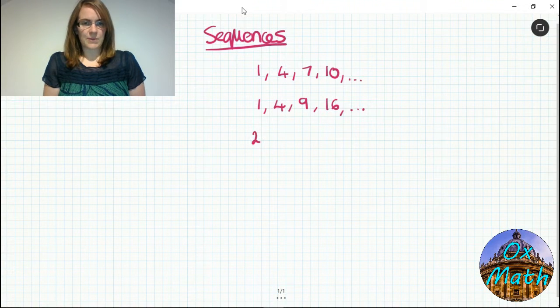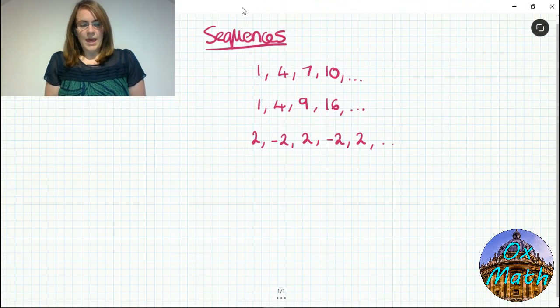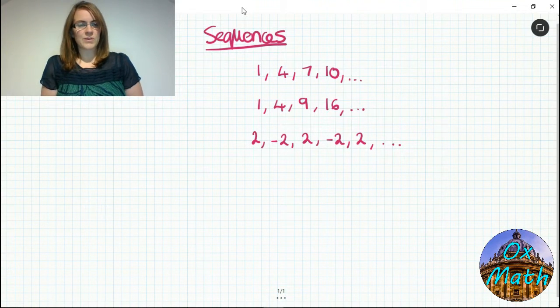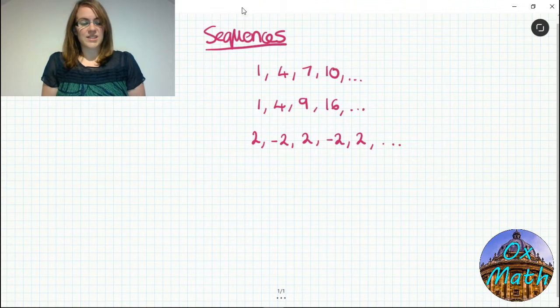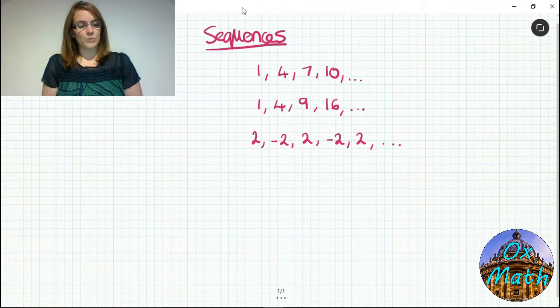We could even have a sequence that looks something like this, where you are just multiplying by -1 each time. And again, you can use a ... to show that it goes on forever. So sequences can take many different forms, but they are essentially just a list of ordered numbers. So a list of numbers that are in some kind of order and have some kind of rule.